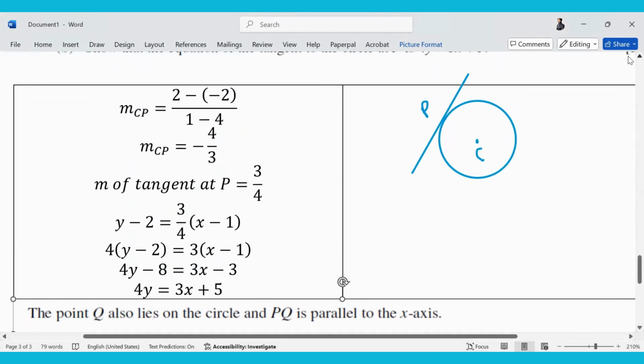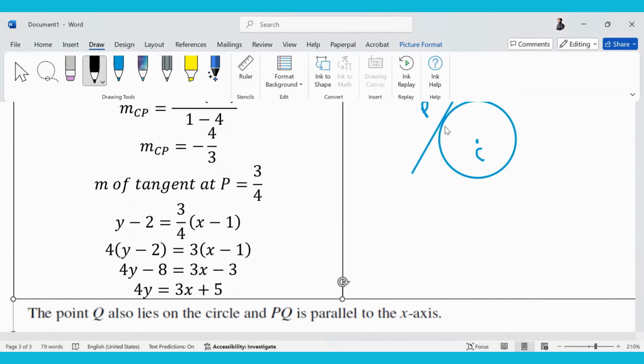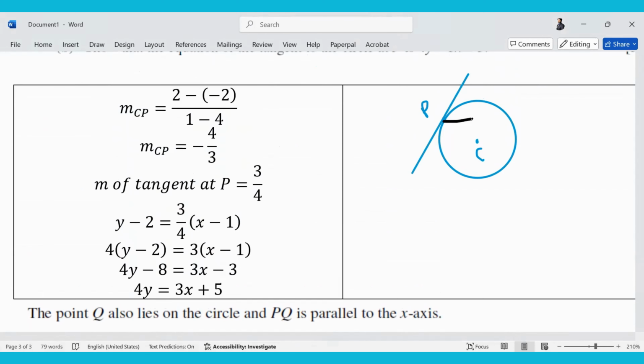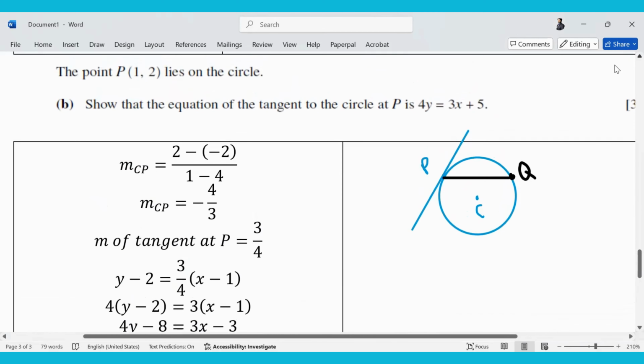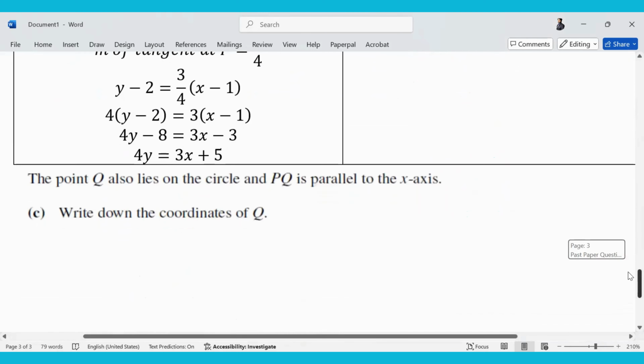Let's see this. PQ is parallel to the x-axis. So if P is over here, Q is parallel to x-axis. That means it is a horizontal line. And this is point Q. Is that right? If this is P and this is point Q, can I say their y coordinate will be the same? So I've already figured out the y coordinate of Q. What is the y coordinate of Q? P के coordinates क्या थे? 1, 2. So if Q is in the same horizontal line, उसका y coordinate क्या होगा? 2. I just do not know the x coordinate.